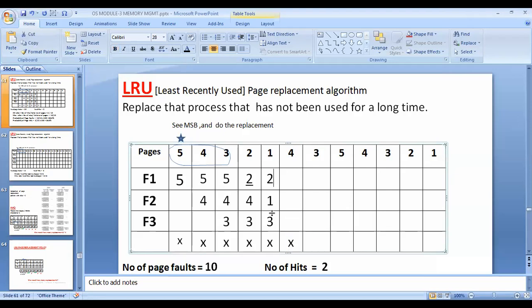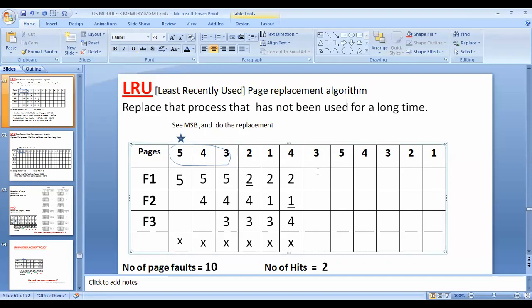Next question: which page needs to be replaced? Again, look at 2, 1, 3 in the given string. Page number 1 is here, page number 2 is here, and page number 3 is here. When compared, page 3 is at the MSB position. Hence, page number 3 is replaced with the new page 4, and I retain page numbers 1 and 2 as they are.